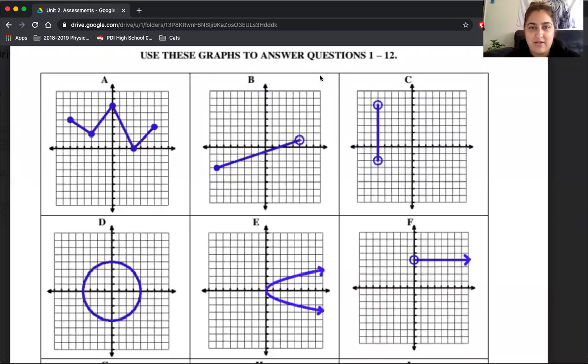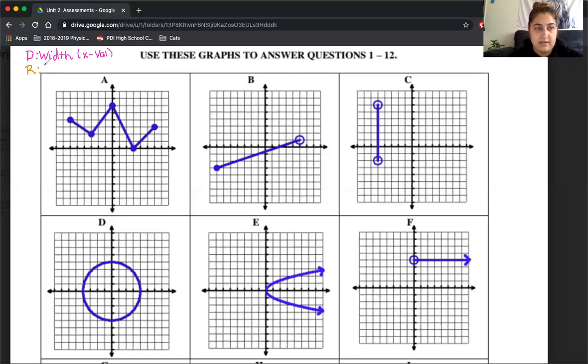When we talk about domain and range, I want us to think of domain as like the width, so how wide something is. Because domain is talking about the x values, what x values can I plug in? And I want you to think of range as the height, because it's all about the y values. How high does something go?